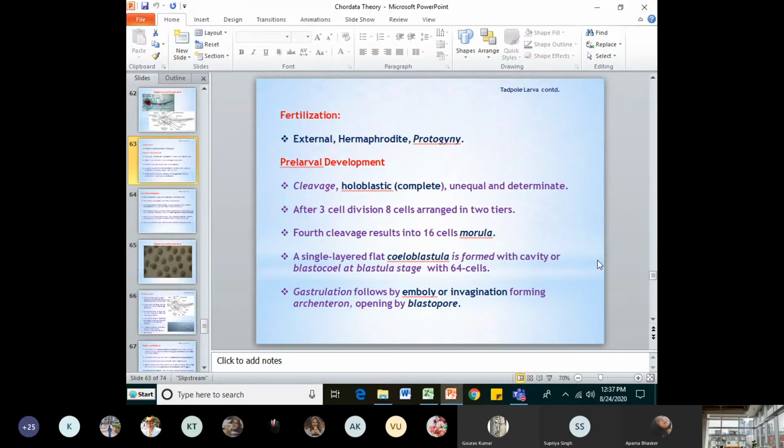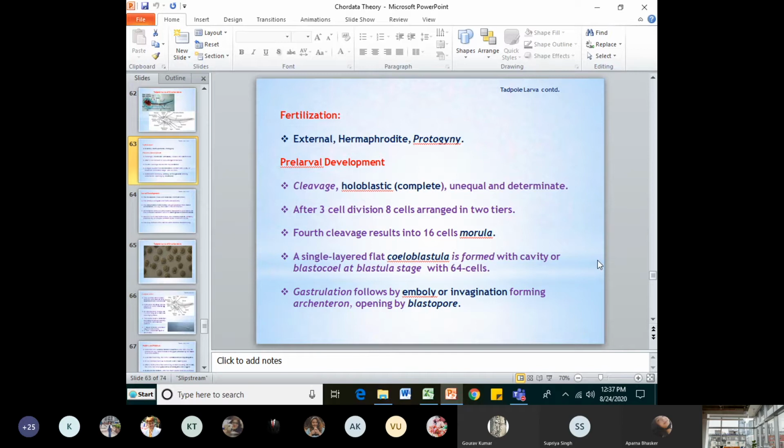Then let's see how the pre-larval development process starts. So first of all, the cleavage is holoblastic and complete, unequal and determinate. So that means the animal's eggs have a little bit of yolk present in them. Then after three cell divisions, eight cells are produced and they are arranged in two tiers. There are two layers, as you can say. Eight cells are found on the above tier, and the eight are found on the below tier. Then the fourth cleavage results in 16 cells, that is morula.